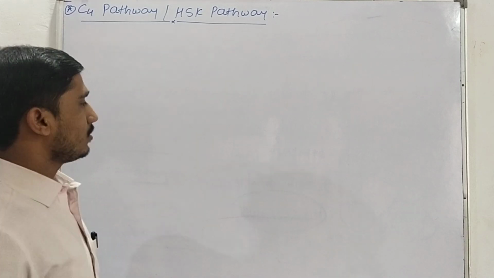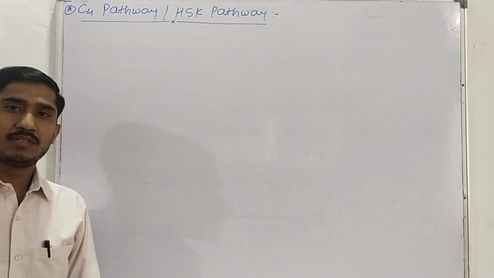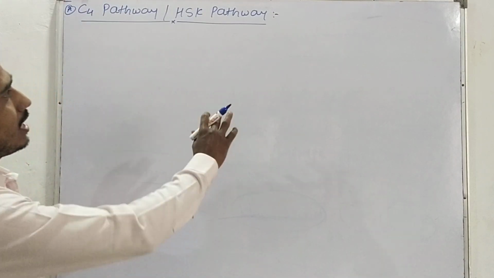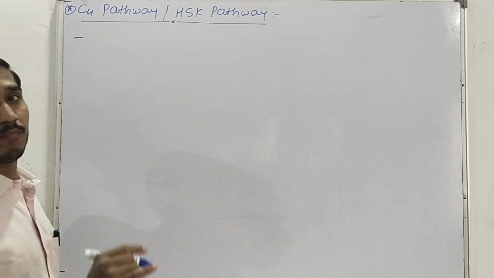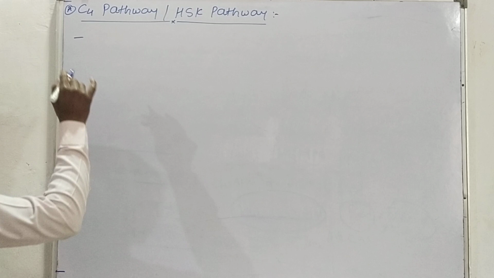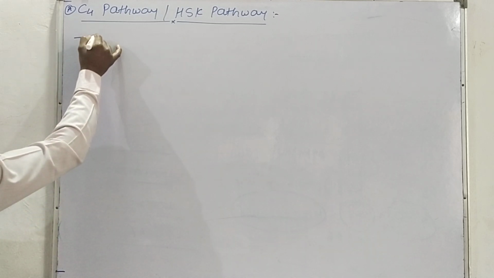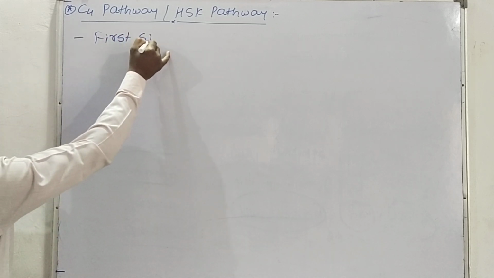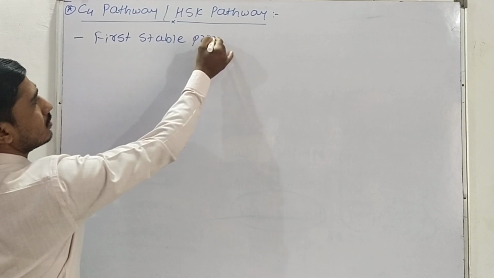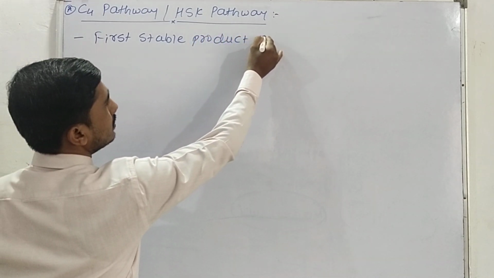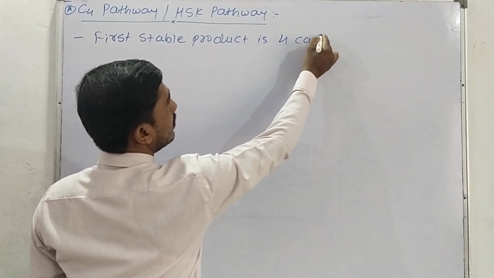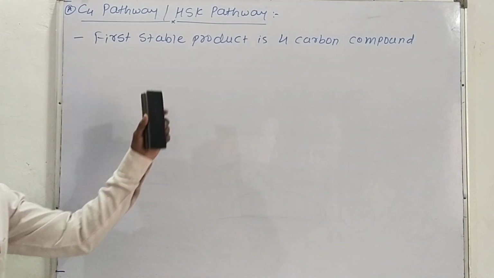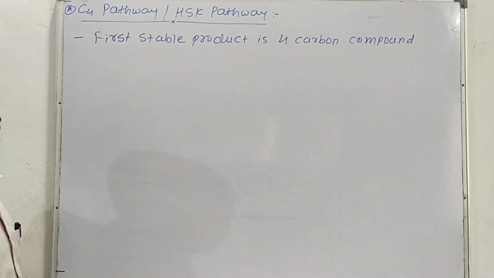Today we are going to discuss an important topic from the photosynthesis chapter, that is the C4 pathway, also called the HSK pathway. Why is this pathway called the C4 pathway? Because during the dark reaction, the first stable product produced is a 4 carbon compound. So the first stable product is C4, that means a 4 carbon compound, and that's why this pathway is called the C4 pathway.